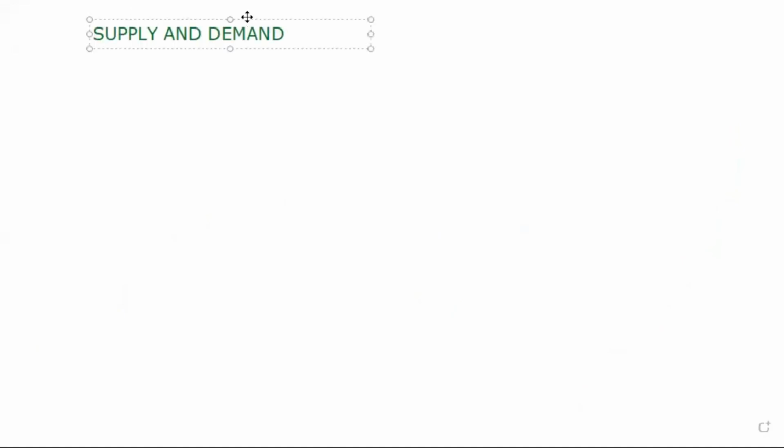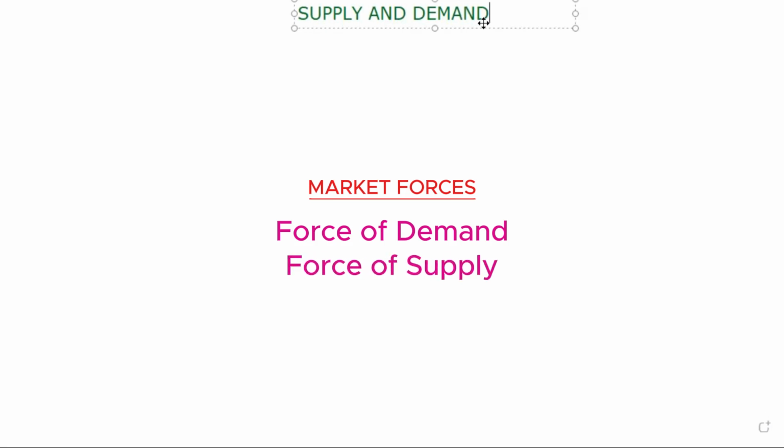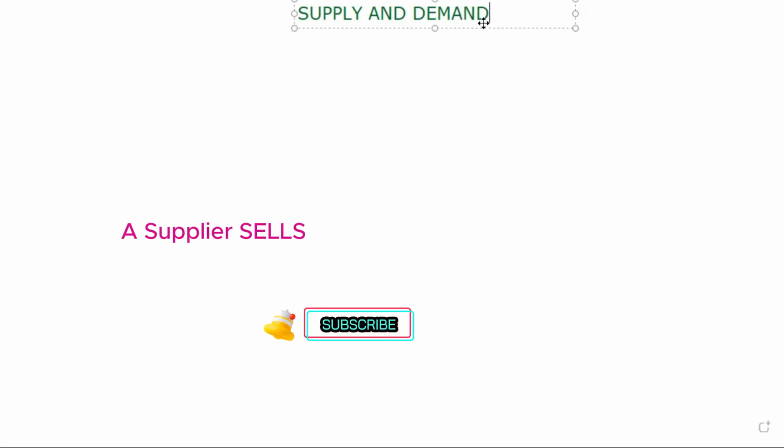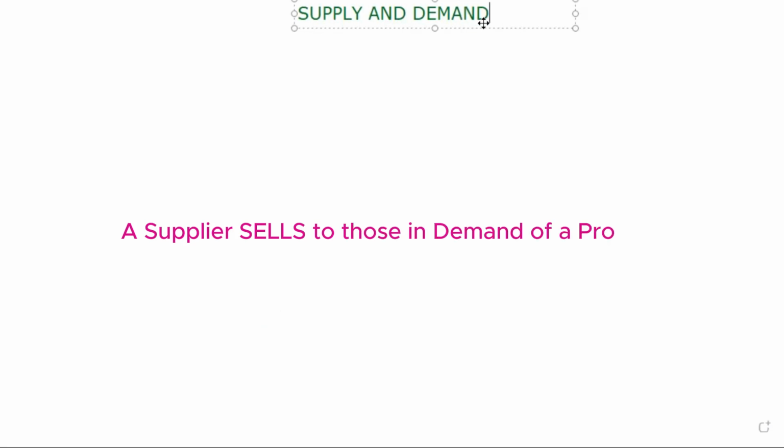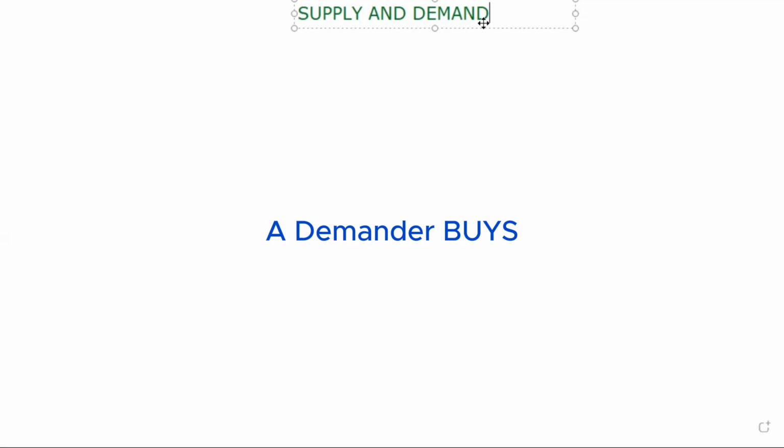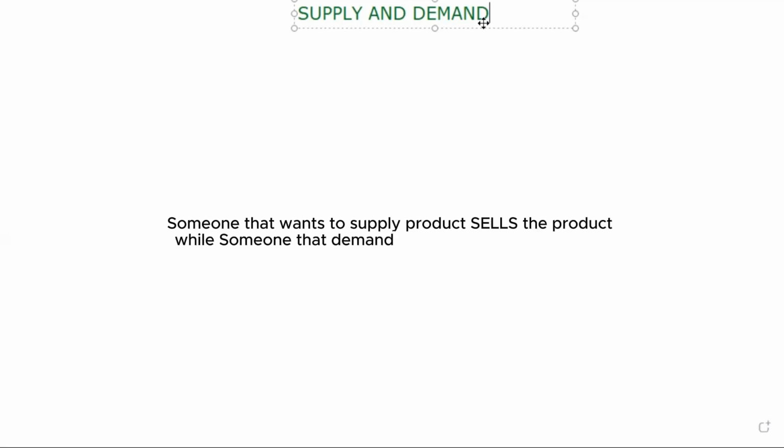When you hear the word supply, it's a normal word that economists use. There are two forces in markets: supply forces and demand forces. Supply is like the opposite of demand. If people are in need of something, that means they are in demand of something. When they are in demand of something, a supplier will have to supply them. So a supplier sells while a demander buys. Someone that wants to supply products sells the product, while someone that demands product buys the product. I believe you understand that analogy I just gave.